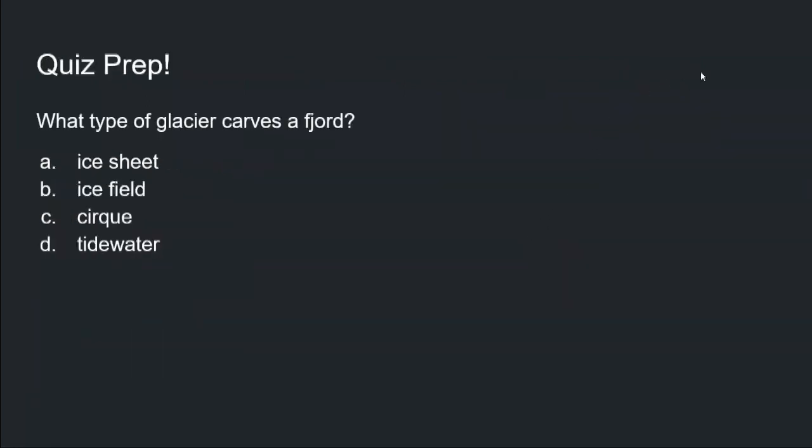So, small quiz prep. What type of glacier carves a fjord? I'll give you a few seconds. And the right answer for that one is answer D, a tidewater glacier.